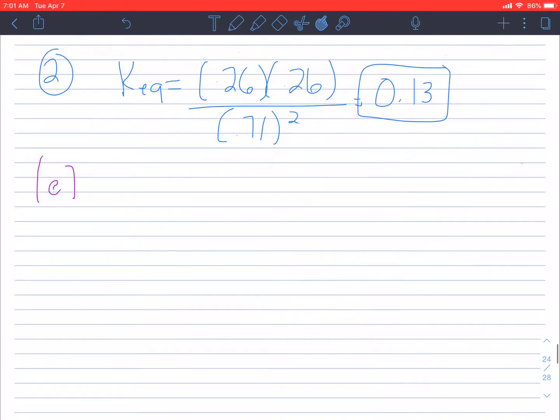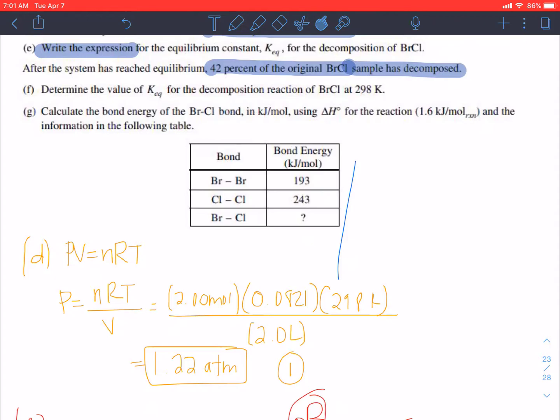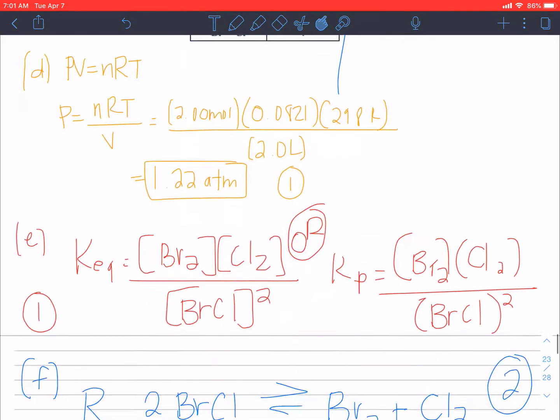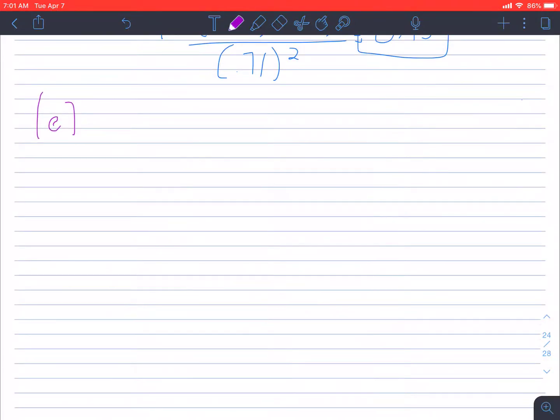Okay, and so the question is asking, calculate the bond energy of the BrCl bond using the delta H for the reaction and the information. So this is going to review some of the material from last unit. We know that delta H is related to the bond energy of what's being broken, and we're going to subtract the bond energy of what's being formed.